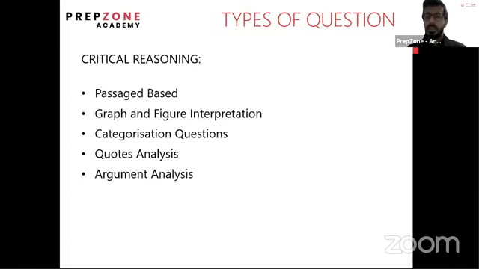critical reasoning question is graph and figure interpretation. Now, some people can confuse this with quantitative reasoning sections. That's one of the reasons why they don't have a distinction between the number of questions which can come out for quantitative reasoning and critical reasoning. So for graphs and figure interpretation, how to differentiate between a quant question and a critical question.